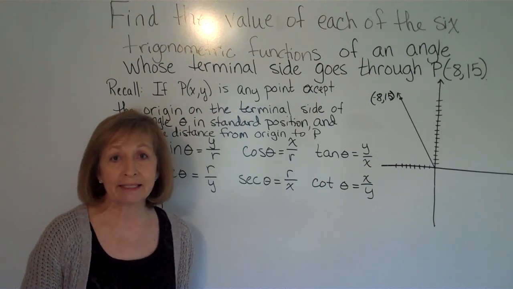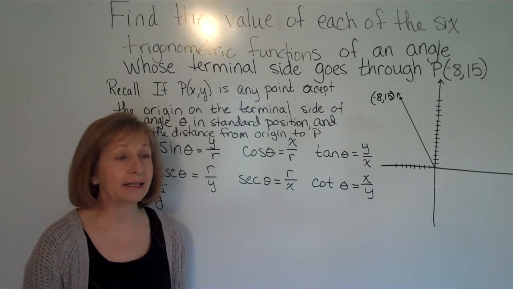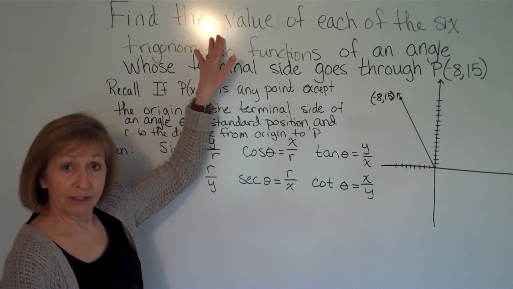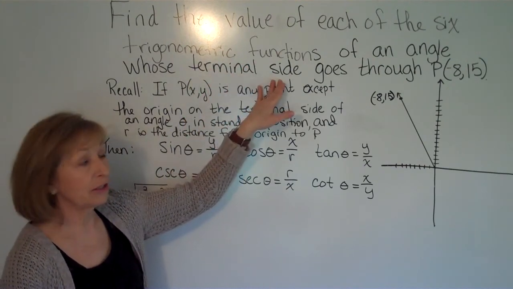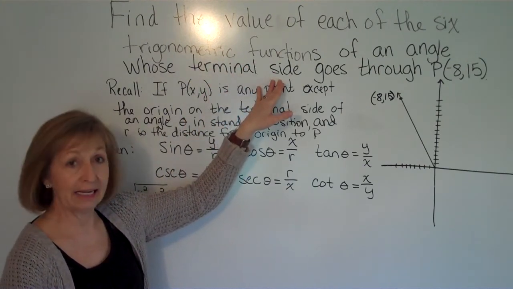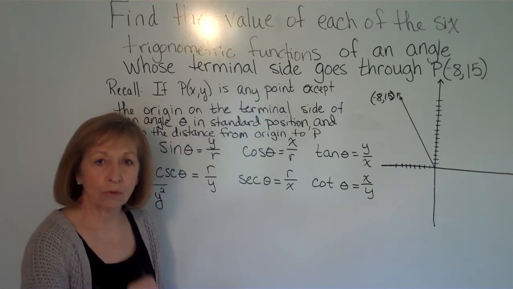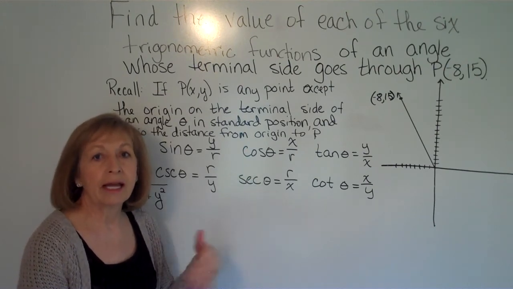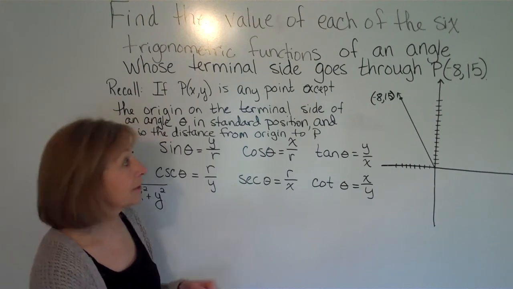How would we find the six ratios of the six trig functions for that angle? So here we want to find the value of each of the six trig functions of an angle whose terminal side goes through the point (-8, 15). So like in an application problem, you could set up your coordinate plane, have your points where they are in your application, and then still be able to use the trig ratios by this concept.